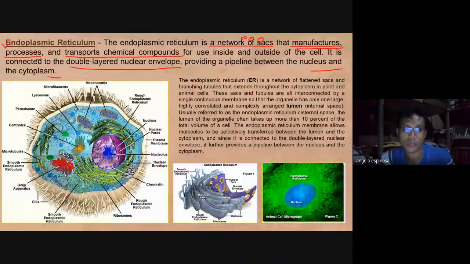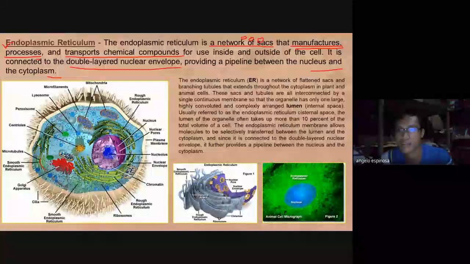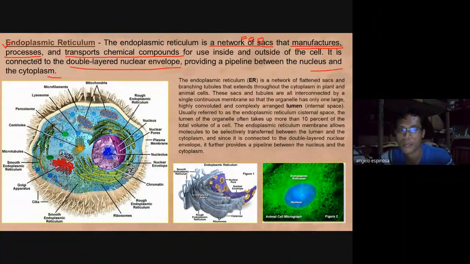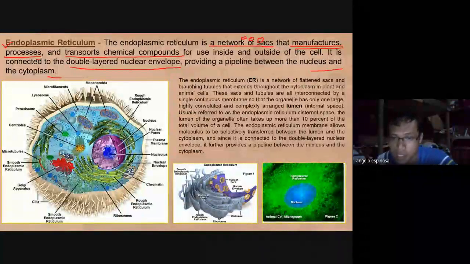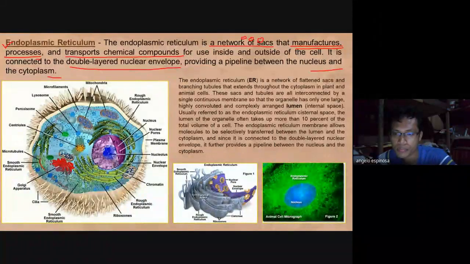So that is what we call the endoplasmic reticulum, okay? Next is another definition of the endoplasmic reticulum. It is a process, as I said earlier: it manufactures or processes and transports a wide variety of biochemical compounds for use inside and outside of the cell.